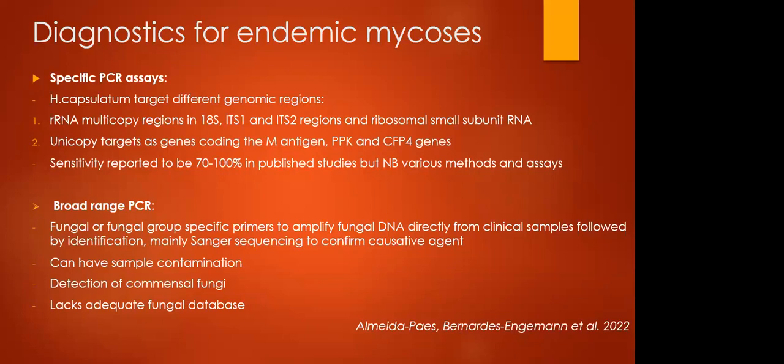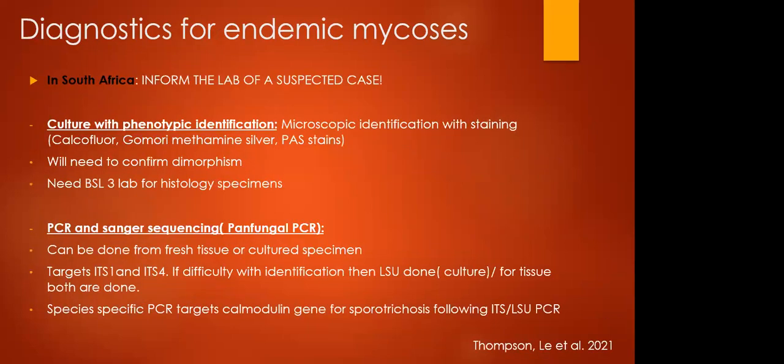But again, this also has issues with sample contamination, detection of commensal fungi, and lacks an adequate fungal database, because once you sequence it, you need to compare it to what you have in the database in order to get an ID. So what do we have in South Africa? So the first thing is always inform the lab of a suspected case. Again, it's not only that they do the correct test, but it's also that they take the proper precautions in terms of processing of these specimens.